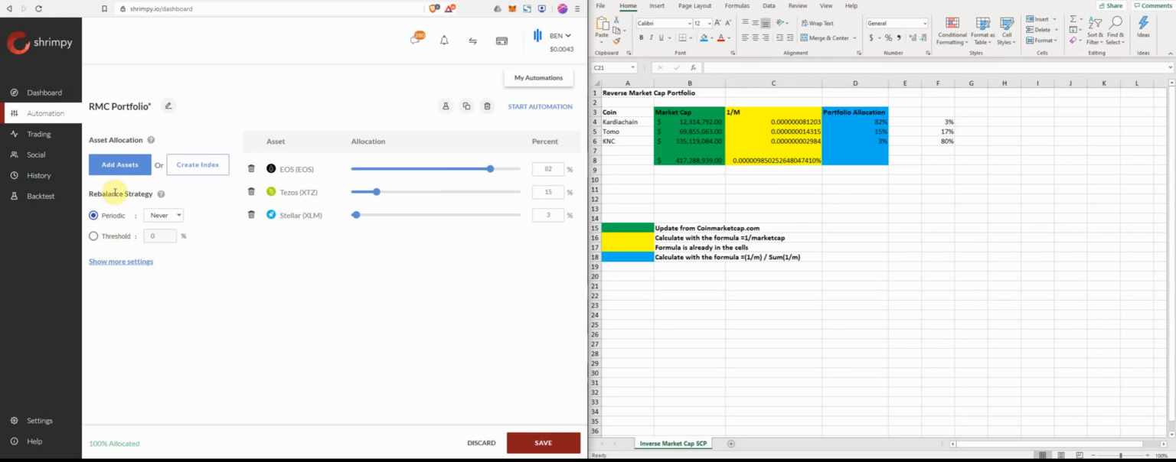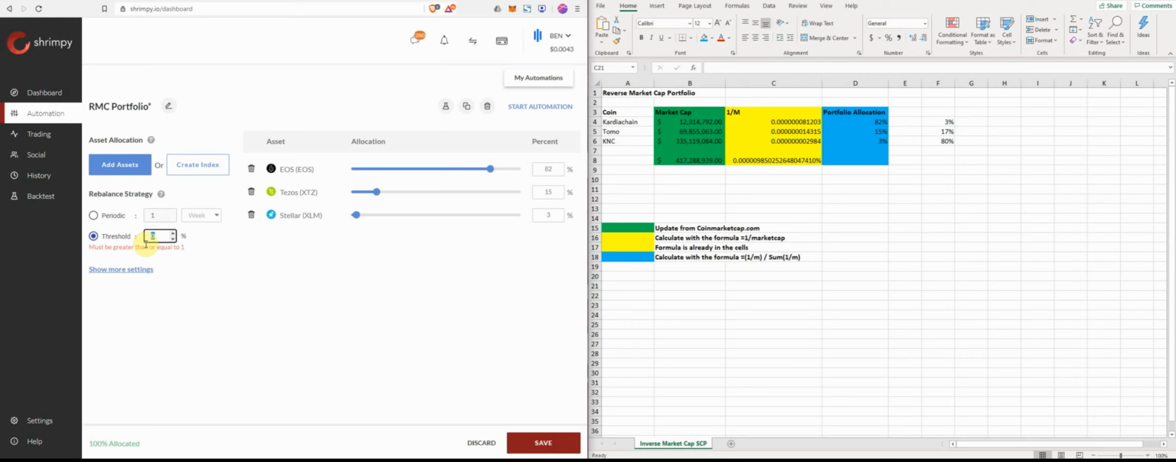And then 15 and 3. So rebalancing, I think, is really important. You can do it on a time interval. You could tell it to do it once a week. I don't do it based on time. I prefer to do it based on what the market's actually doing.